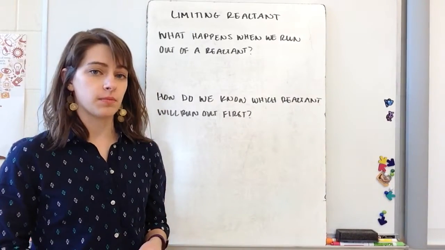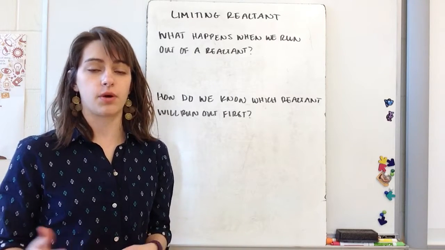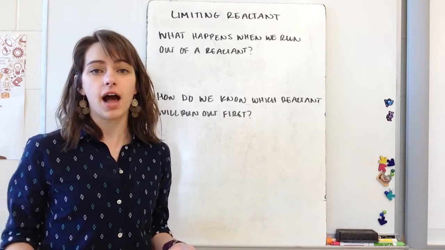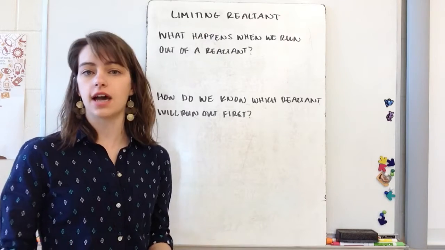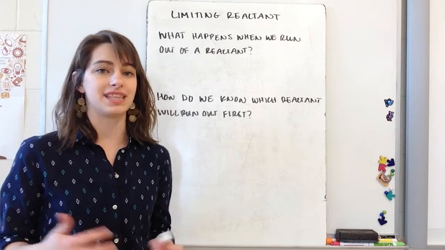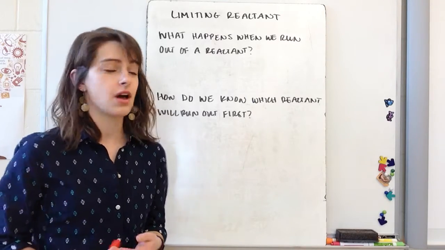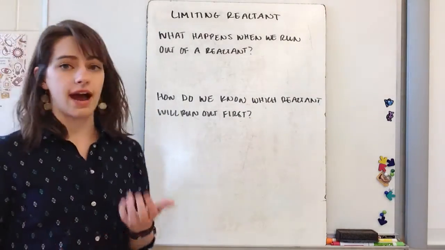So in our previous problems, we haven't really worried about running out of one reactant versus the other. The problems have always been set up so that you will have plenty of your second reactant. In one of our problems, it said specifically you react with excess. So now we're going to look at what happens if you don't have excess. What happens when we run out of a reactant?